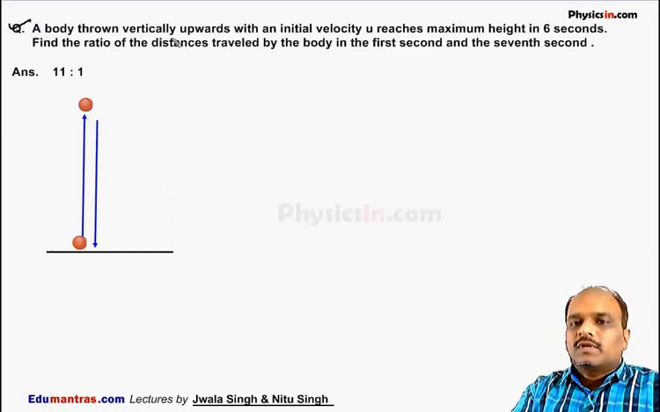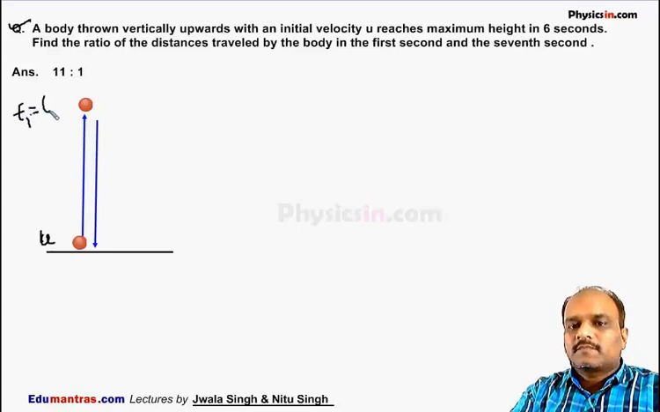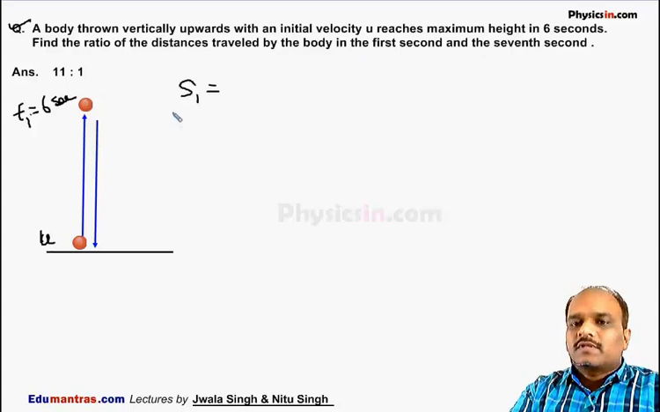A body is thrown vertically upward with an initial speed u. It reaches a maximum height in 6 seconds. So time taken to reach maximum height is t1, which is equal to 6 seconds. Find the ratio of distance traveled by the body in the first second, means you have to calculate S1, and the distance traveled in the 7th second, S7. So we have to find the ratio of this and this.